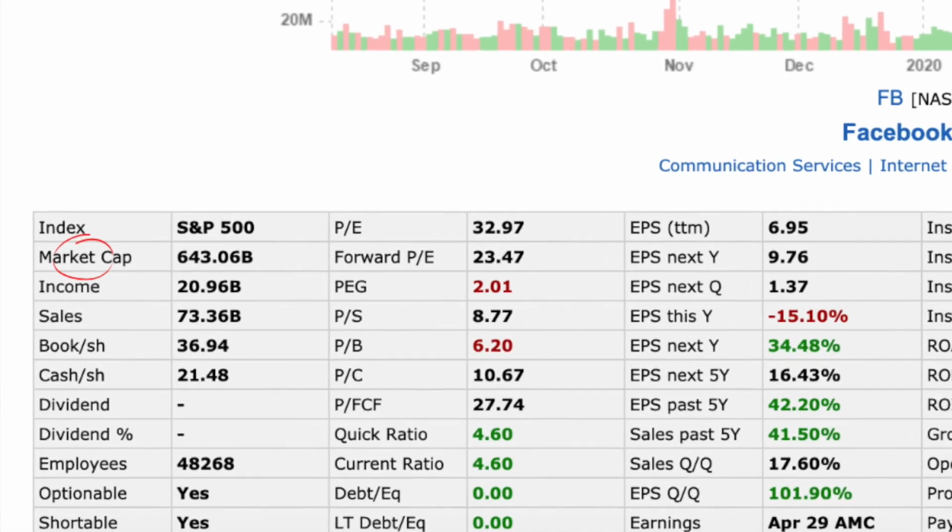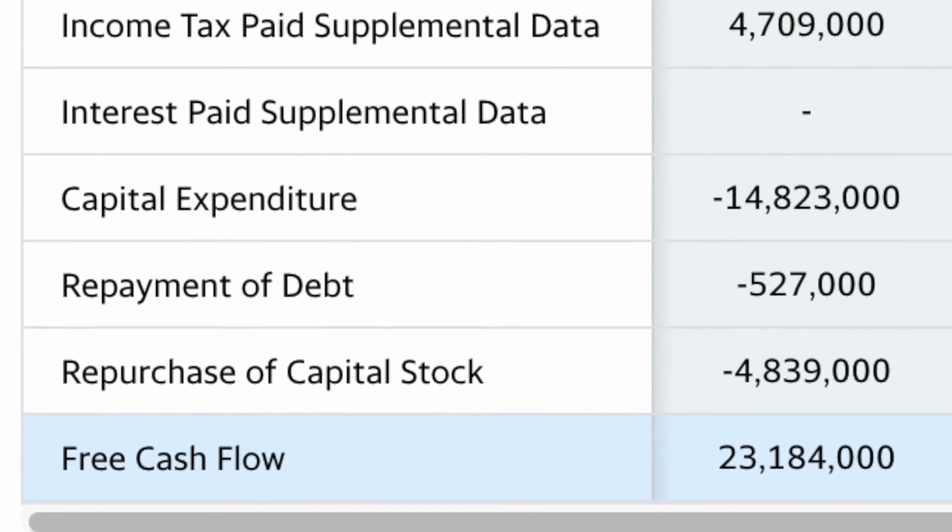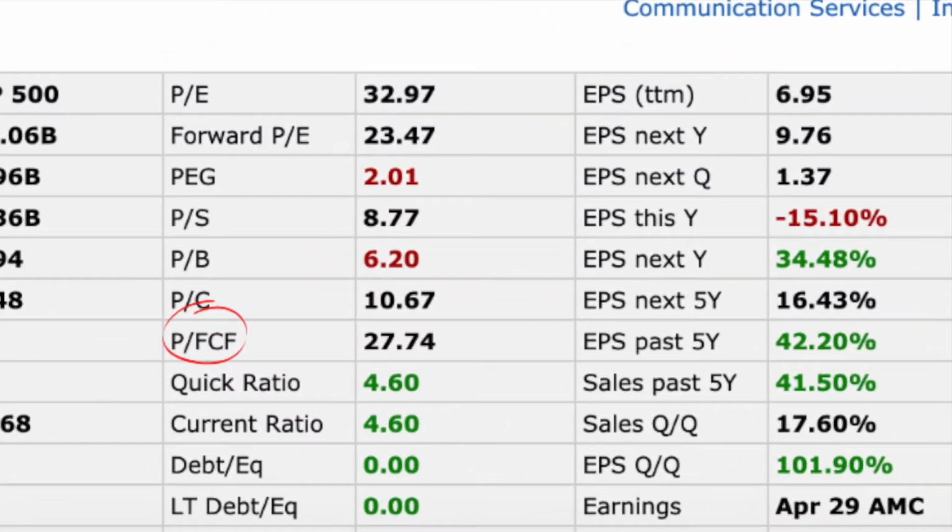This is a number to look at when the company is looking to expand its business or utilize its cash. If we take Facebook's example here, we take its market cap and divide by its free cash flow, we get 27.74. Similar to other ratios, you would use this number and compare it to other companies in the same industry.